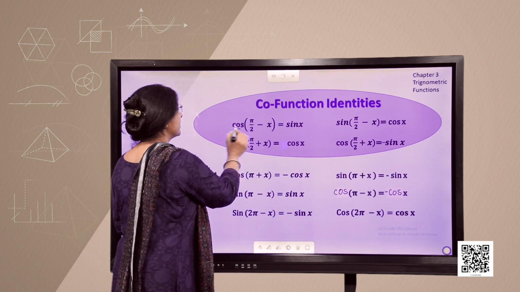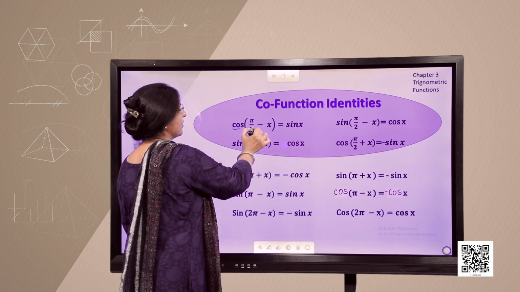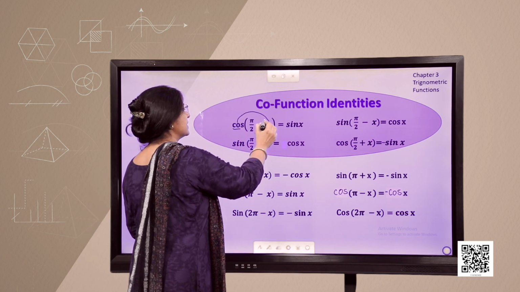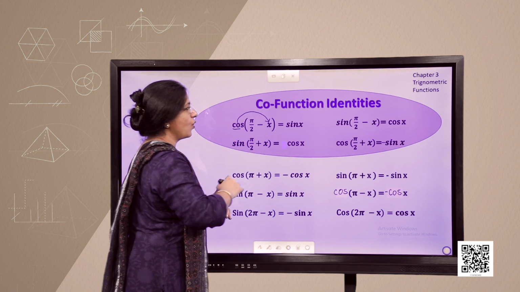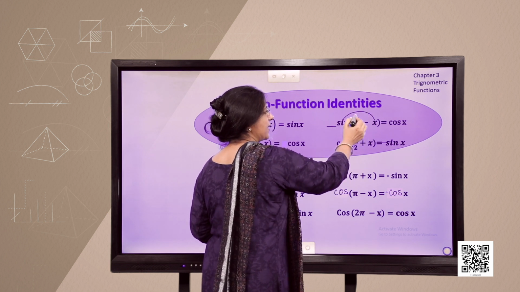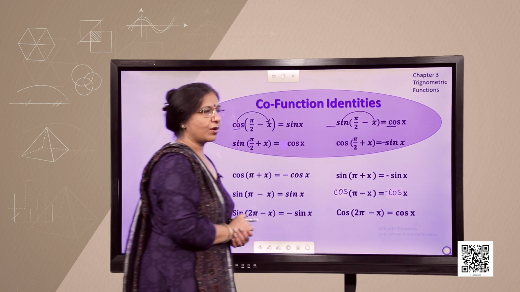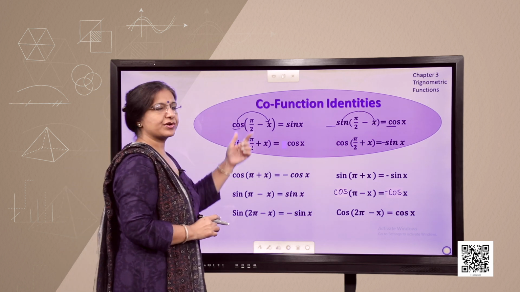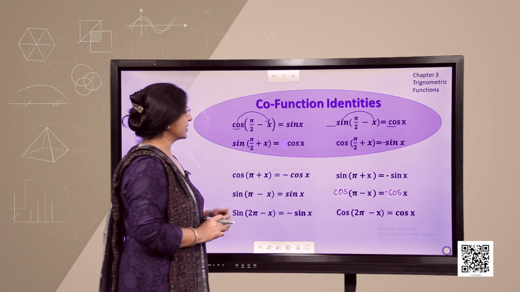Because in cosine we see "co" is there. Whenever there is a difference of two angles, and one of the angles is a multiple of pi by 2, we can simply jump over this angle by removing "co" from here. And whenever "co" is not there, we can jump over this angle, which is a multiple of pi by 2, by putting "co", and co is the complement of that angle. So that's why they are called co-function identities, not only for difference of two angles, for sum of two angles also we call them co-function identities.